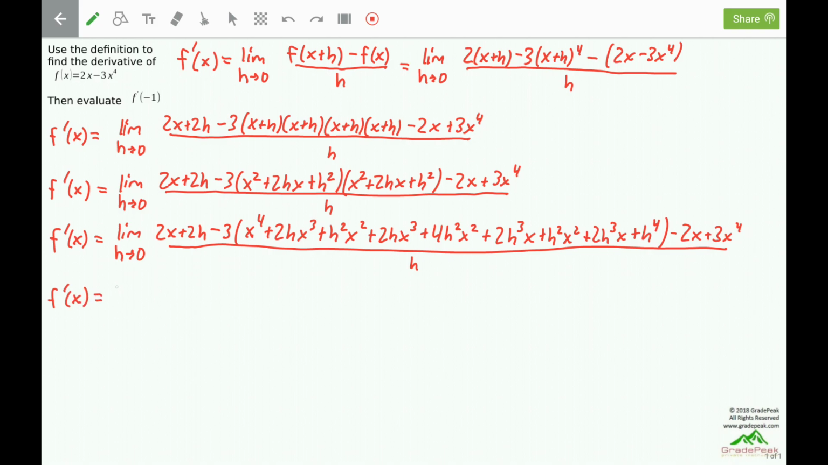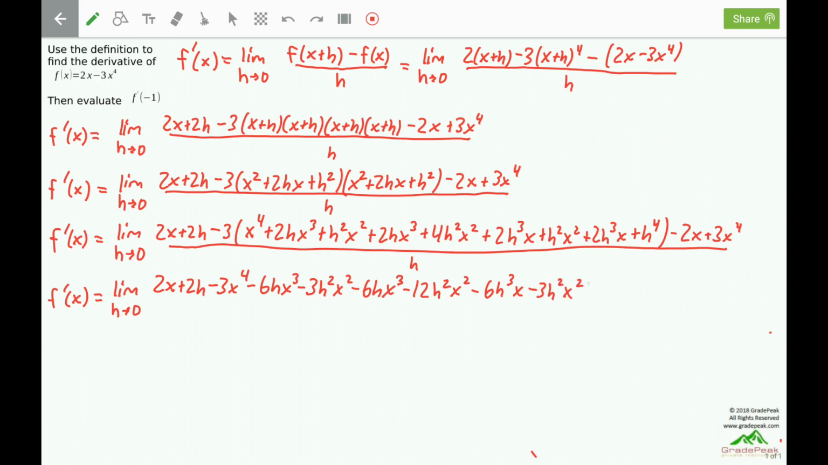Our next step is to distribute the negative 3, and that will give us a 2x plus 2h, negative 3x to the fourth, negative 6hx cubed, negative 3h squared x squared, negative 6hx cubed, negative 12h squared x squared, negative 6h cubed x, negative 3h squared x squared, negative 6h cubed x, and then a negative 3h to the fourth.